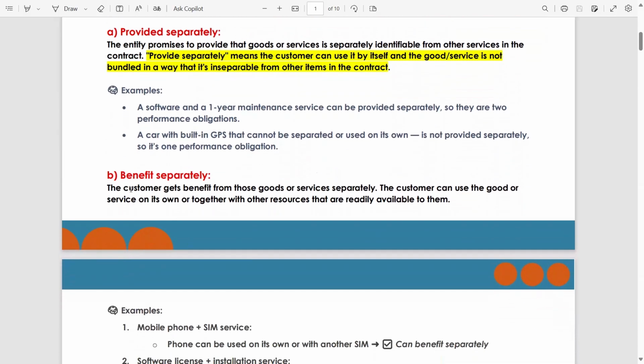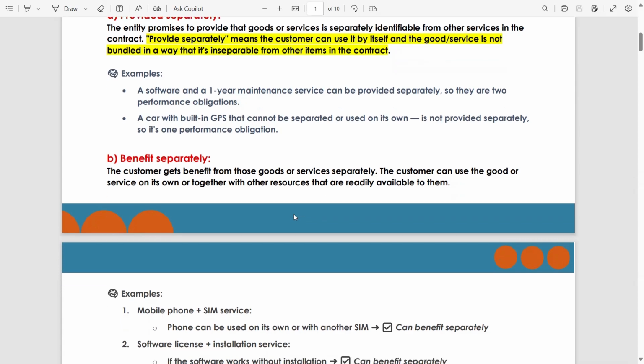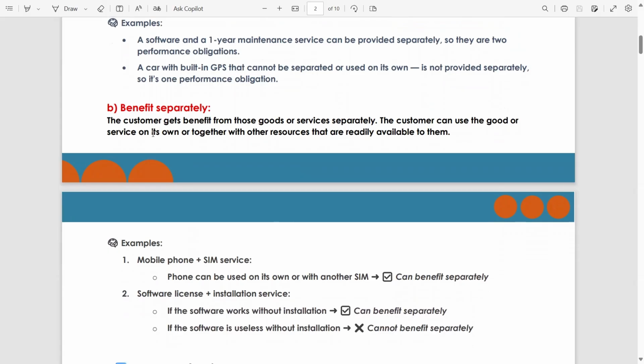Now, benefit separately. The customer gets benefit from those goods or services separately, meaning the customer can use the good or service on its own or together with other resources that are readily available to them. Here is an example for benefit separately: mobile phone plus SIM service. The phone can be used on its own or with another SIM, so it can benefit separately. Software license plus installation service. If the software works without installation, it can benefit separately, meaning you can get the software without installation as they both are distinct.